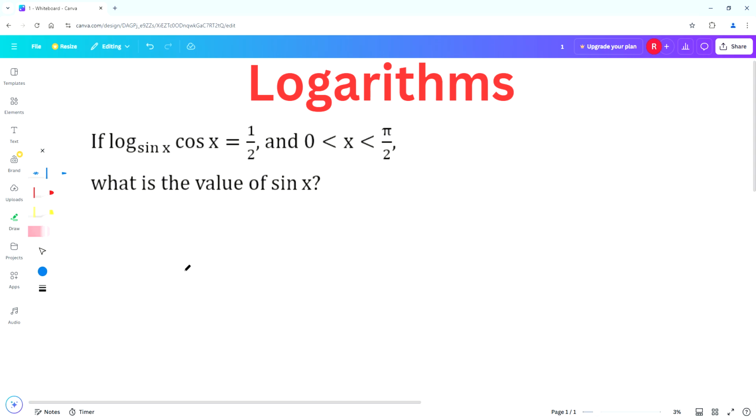In this video, we'll solve this logarithm trigonometry equation using concepts of logarithms and trigonometry. As per the problem, if log of cos x to the base sin x is equal to 1 over 2 and x is between 0 and pi over 2, what is the value of sin x? We have to use this given equation log of cos x to the base sin x equals 1 over 2 to find the value of sin x. Let's start by writing the given equation.